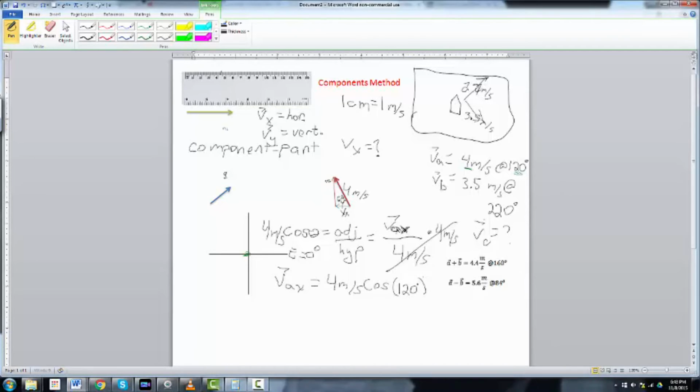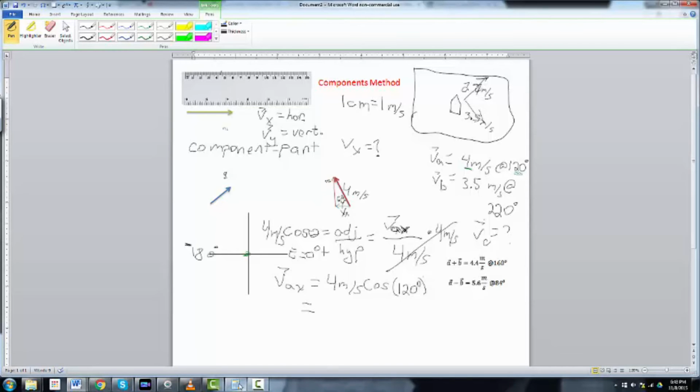Now, if you use the whole angle, you'll see something that's cool. So, VAX is equal to 4 meters per second cosine of 120 degrees. We're taking east to be 0 degrees. That means west is 180. In this perspective, east is positive and west is negative. We talked about that in class not too long ago. So if I do 4 meters per second times cosine of 120, what should be the sign of my Vx? If it's pointing in the negative direction, then it should be negative.